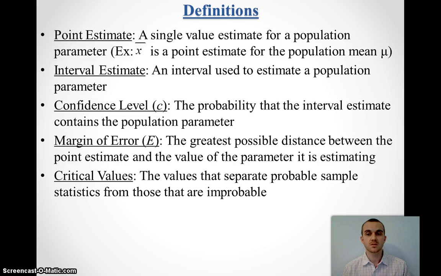Our confidence level is going to be a probability that that interval includes the actual parameter. And our margin of error is going to be the greatest possible distance between a point estimate and the actual value of the parameter. And lastly, critical values. Those are the values that are going to separate those probable sample statistics from those that are improbable.